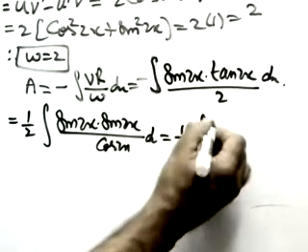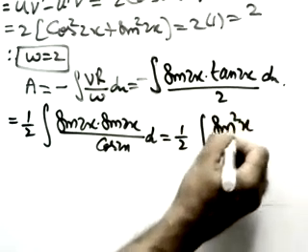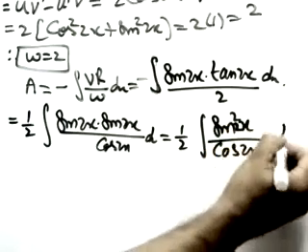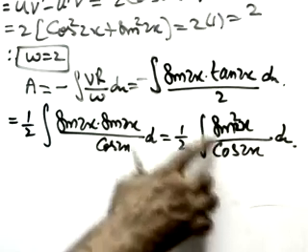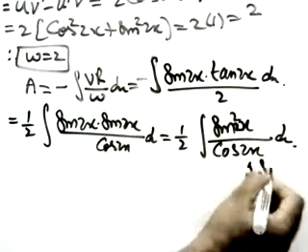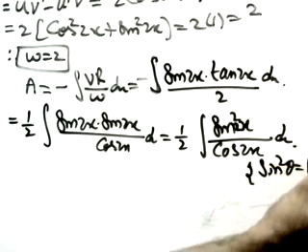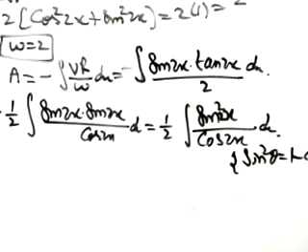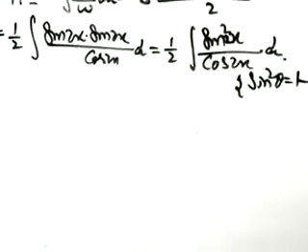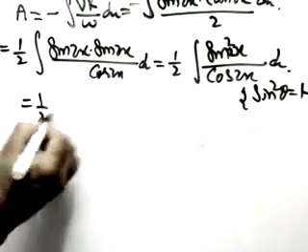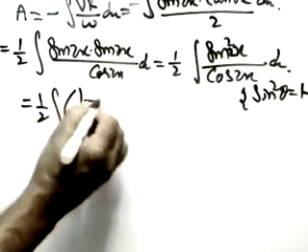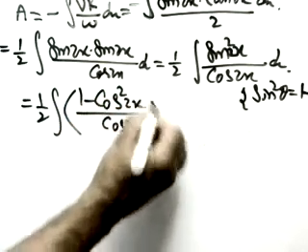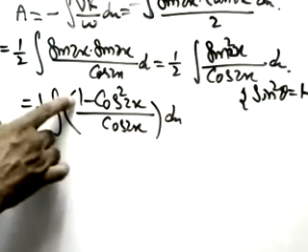Now next step, 1 by 2 into integration of sine into sine will be sine square 2x, sine square 2x divided by cos 2x. Now see here, in denominator we have cos. You change this also into cos. We know what sine square theta is. Sine square theta is 1 minus cos square theta. So you change it into cos square theta. I'm writing like this: 1 by 2 integration, 1 minus cos square 2x by cos 2x dx.